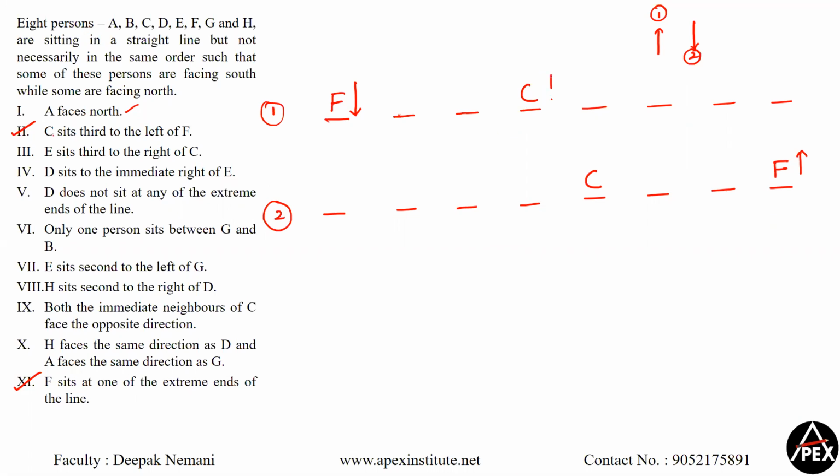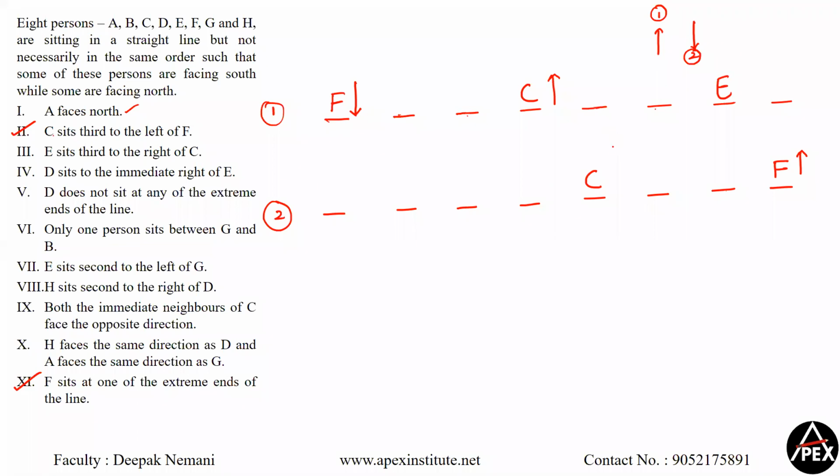Can we have C facing this direction? No. So in case 1, what should be the direction that C should face? 1 or 2? 1. It should be 1. C should be facing this direction. If C faces this direction, then 1, 2, and 3, E will be sitting here. But we already have F sitting at this place, so that's not possible. So in case 1, C should be facing direction 1 and E sits third to the right of C. So 1, 2, and 3. So E will be sitting here.